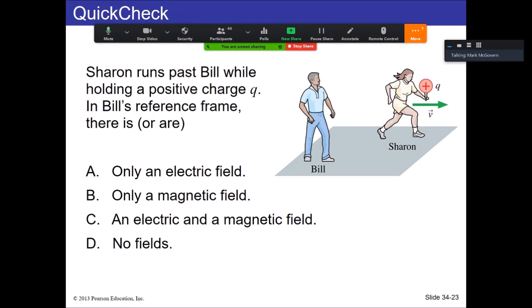All right, Sharon runs past Bill, holding a positive charge in Bill's reference frame. What does Bill see?